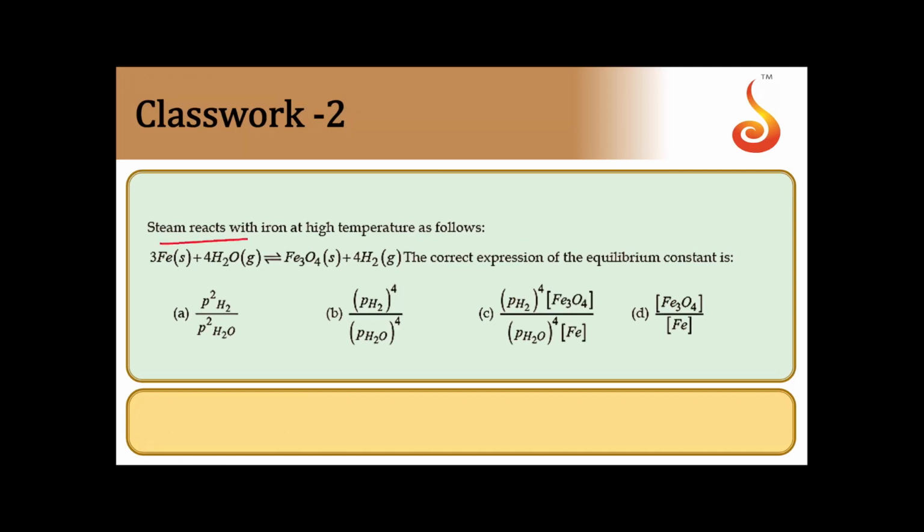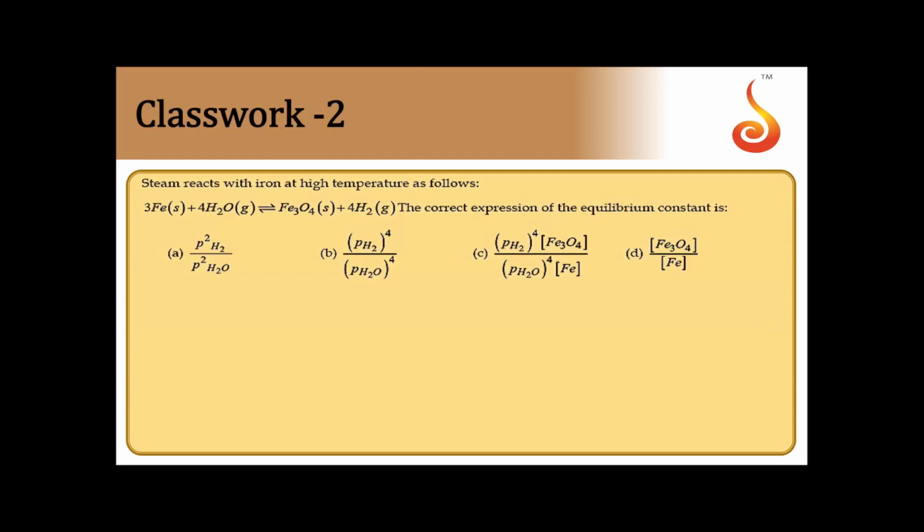Then the second one. Steam reacts with iron at high temperature as follows: iron plus water, steam, giving Fe3O4 and 4H2. The correct expression for the equilibrium constant is? Solids do not appear in the expression of the equilibrium constant. Fe and Fe3O4 are both solids, so these two will not appear in the equilibrium expression.